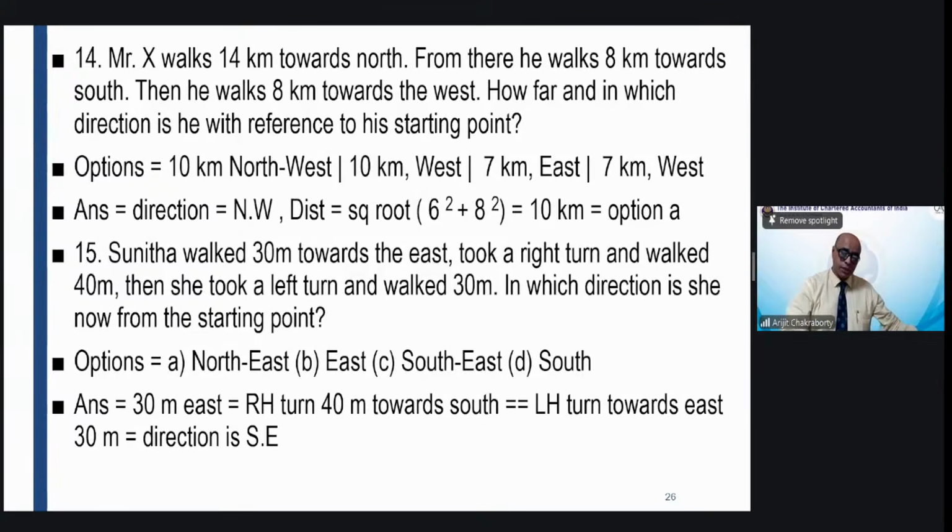So she is actually, if you see, 30 meters east, then 40 meters south, then 30 meters east. So left-hand turn. So she is, if you see, ideally in the southeast position because she has gone east as well as south. So since we have southeast as one of the options, which is the most appropriate answer, for this question number 15, we will take southeast as the right answer. Question number 15, option C is the right answer.